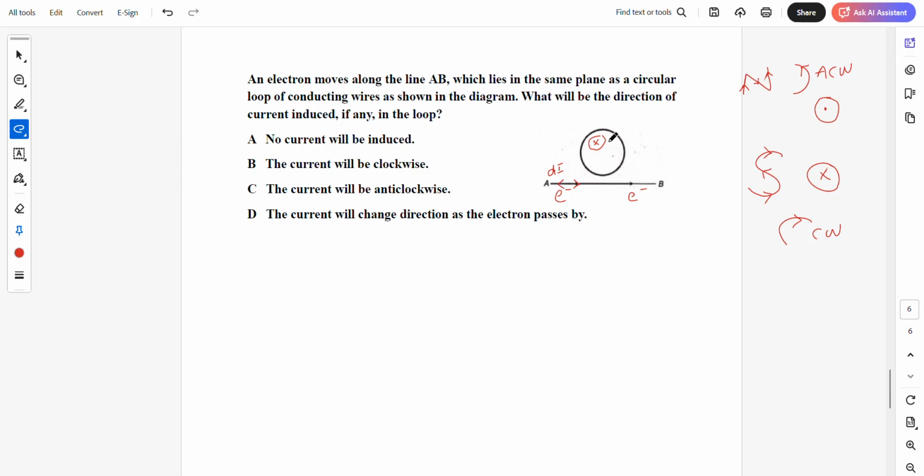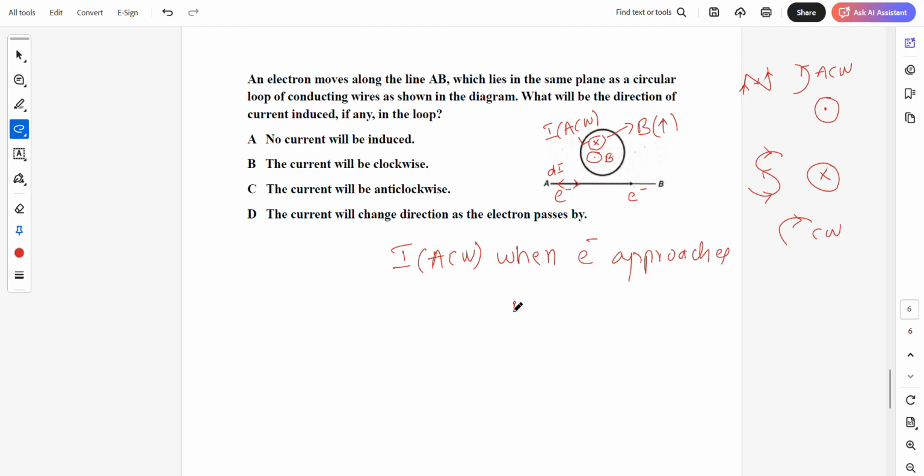Now, since the field is increasing, this loop will produce a magnetic field of opposite sense. This B is developed here in the anti-clockwise direction. So the current will be in the anti-clockwise direction. Understood? Now, the current will be anti-clockwise when the electron approaches. This is very, very important.